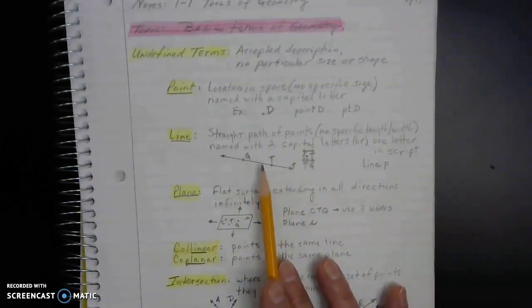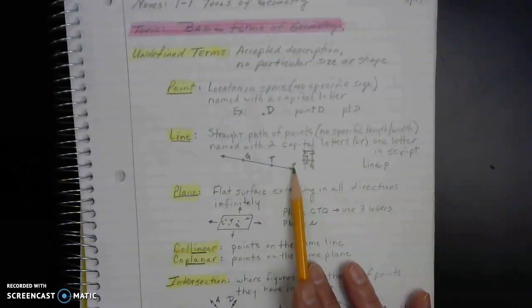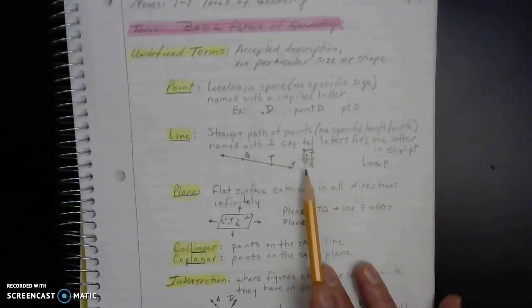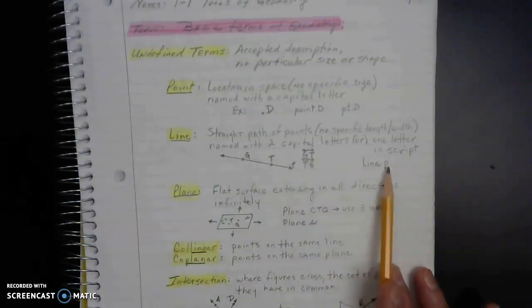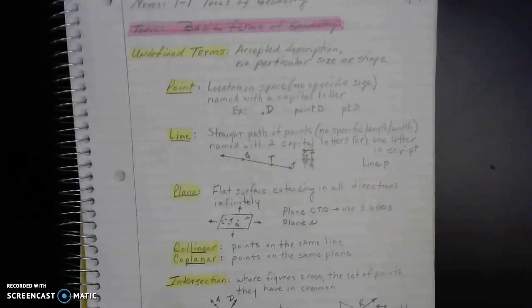So then you'd have 2 points, G and T, and you have this small case letter P. So you could either write line GT with a line over the letters, or TG with a line over the letters. It means the same line. Or you could write line P. That's another way of writing that line. Okay? And then a plane is a flat surface extending in all directions infinitely.